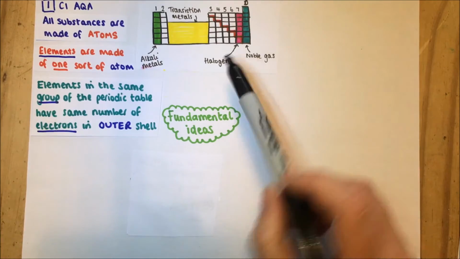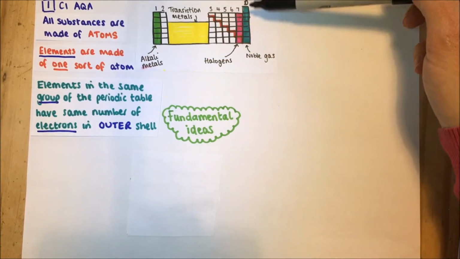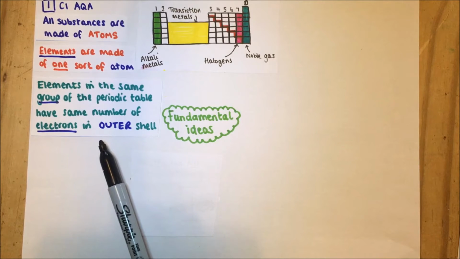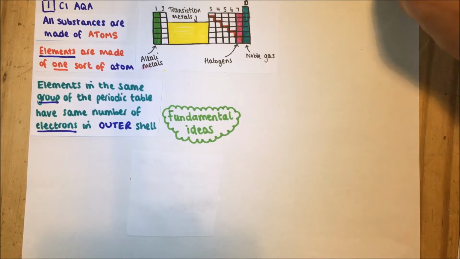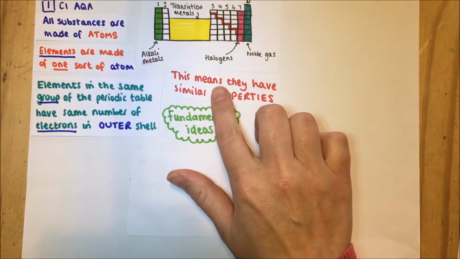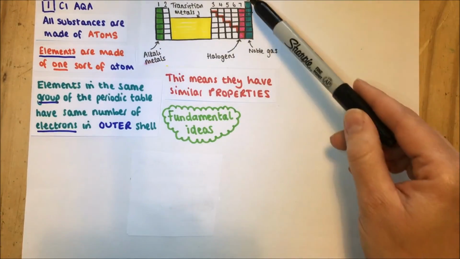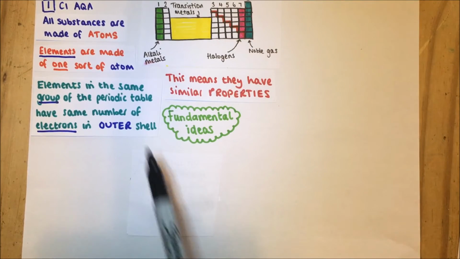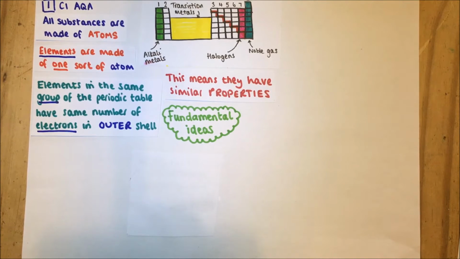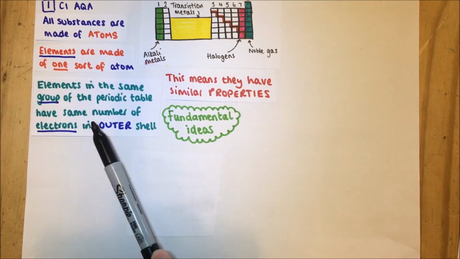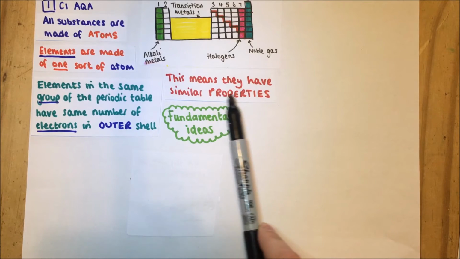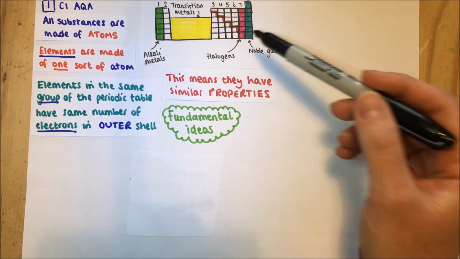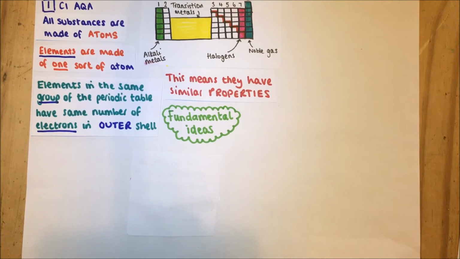Elements in the same group of the periodic table, so the alkali metals, the halogens or the noble gases, have the same number of electrons in the outer shell. And that's really important because what it means is they therefore have very similar properties. So for example, the noble gases are very unreactive, and the halogens are quite toxic, and the alkali metals are really, really reactive. So it's the fact that they have the same number of electrons in their outer shell which means they have similar properties. So group 1 have 1 electron in their outer shell, group 7 have 7 in the outer shell, okay?